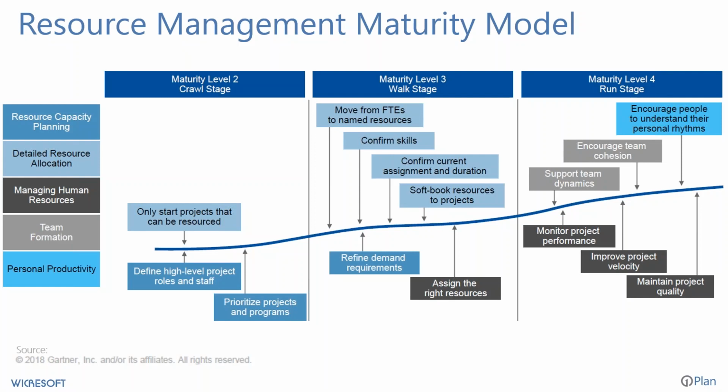By no means should we be constrained by these levels or where we're at. We should definitely have a focus on improvement and advancing ourselves as an organization. But let's start with where we are at and where we really think we can sustain. If we look at maturity level 2, which Gartner defines as a crawl stage, notice that we're really only defining high-level project roles and staff.